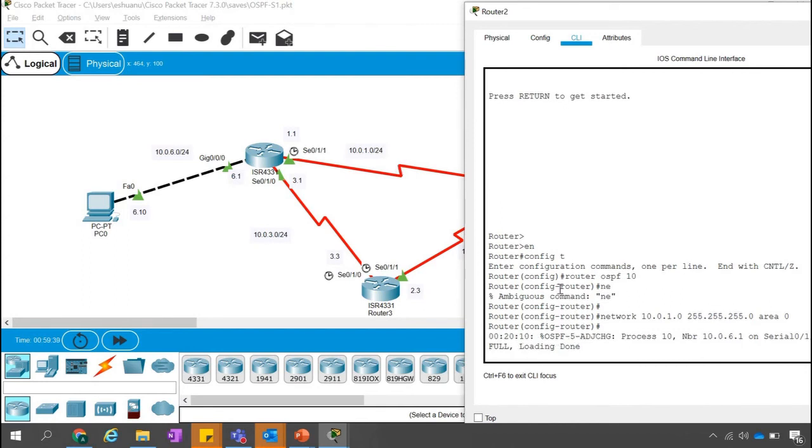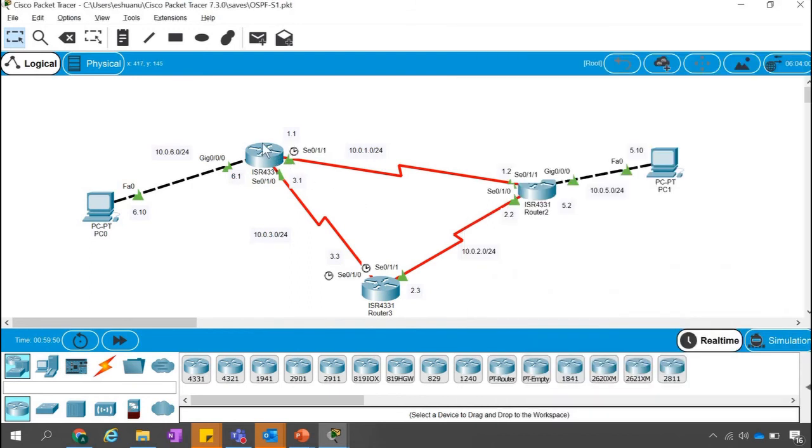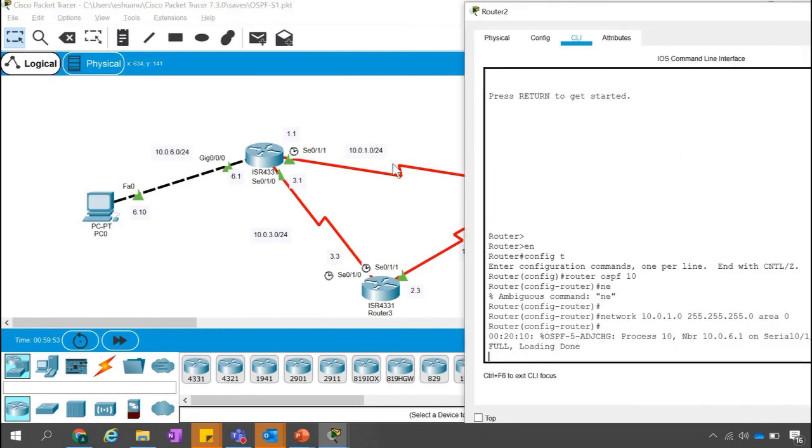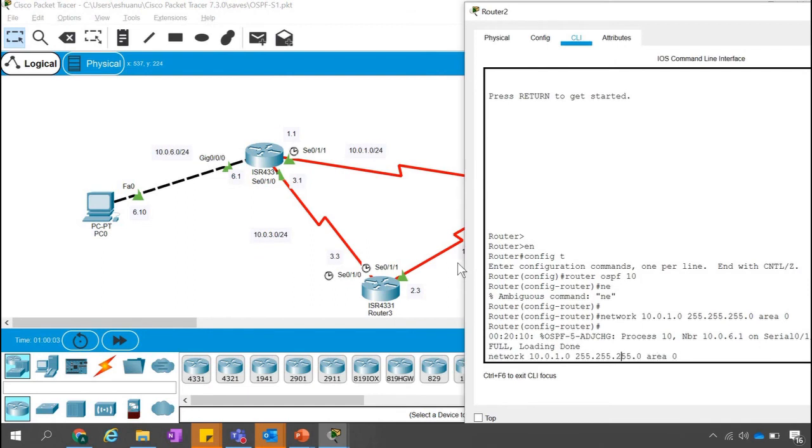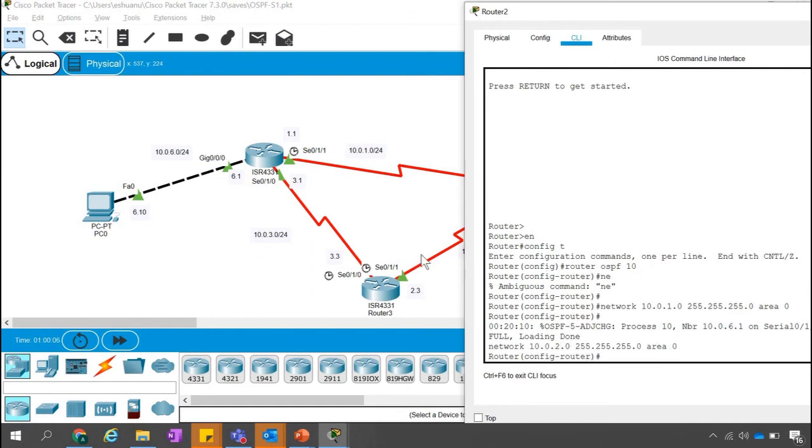Now we are getting the message that loading is full, meaning it has found the adjacency with router 1. This is router 1, this is router 2 and router 3. So we have advertised this network on router 2, and it has formed the neighborship. Now we can advertise the 10.0.2.0 network, so 2.0, and it will form the neighborship with router 3. Just wait a few seconds and it will form the neighborship.